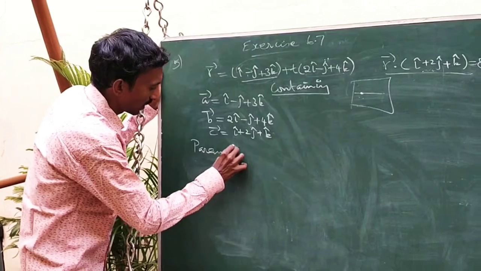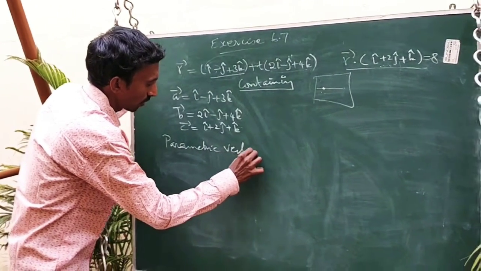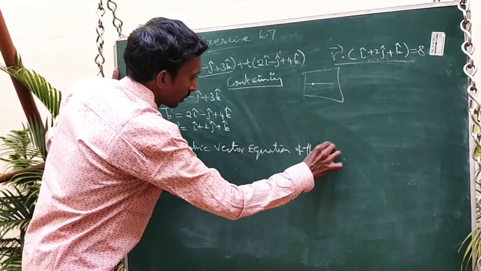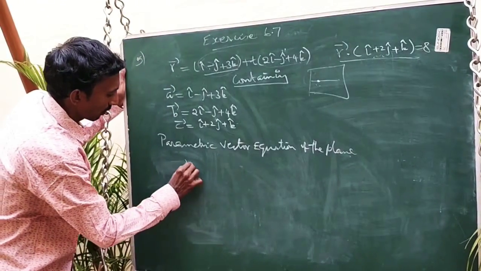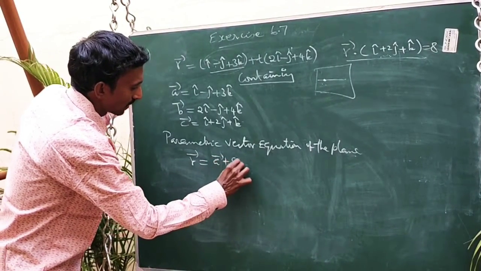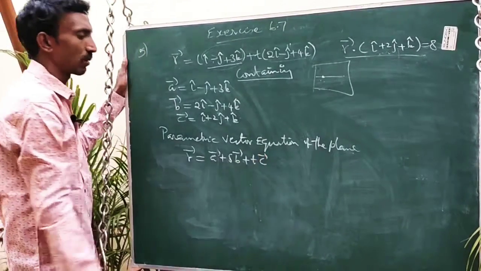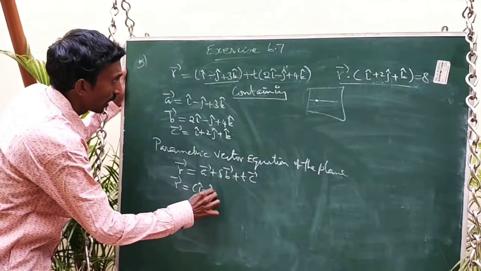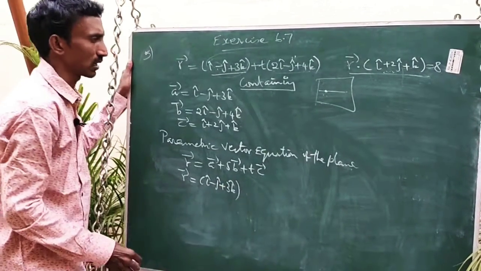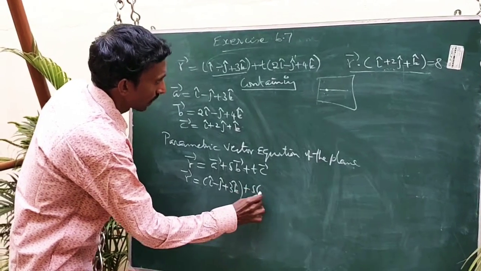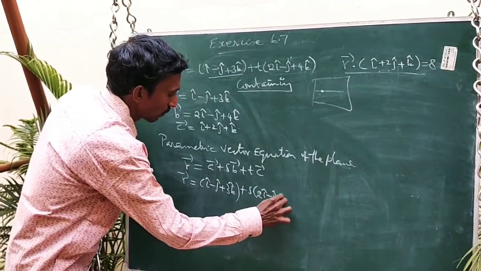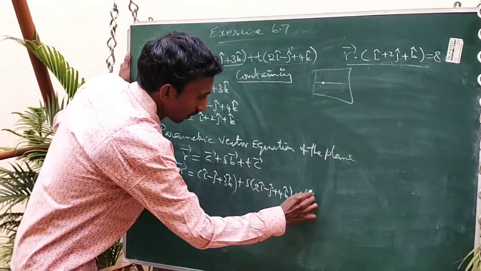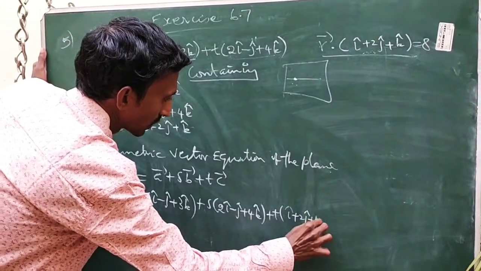Parametric vector equation of the plane. So very simple. r vector equal to a vector plus s b vector plus t c vector. Remember the formula. So r vector equal to i minus j plus 3k. What is present in the question? Just replace it. Plus s into (2i minus j plus 4k) plus t into, what is that? (i plus 2j plus k).